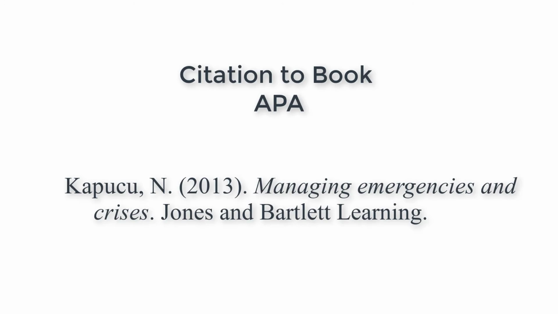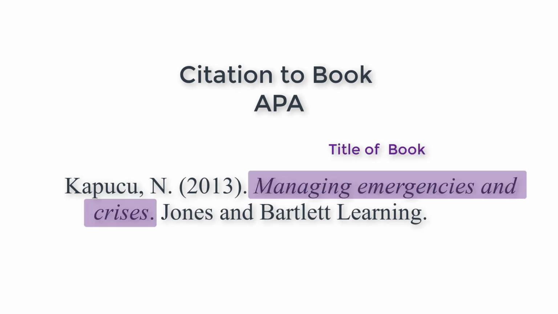A whole book is often the easiest citation to decipher. It contains the fewest elements. Here we have only one title, the title of the book, and there's one creator, the author of the book.